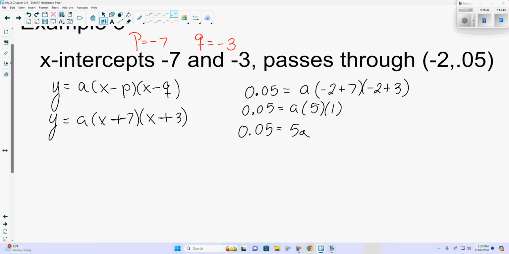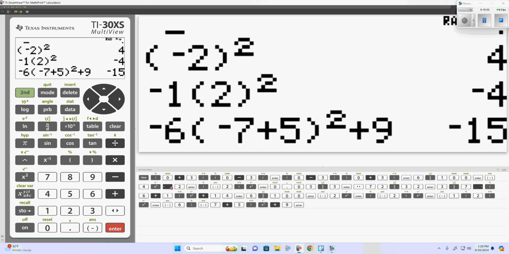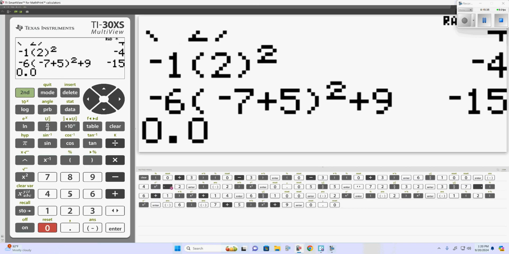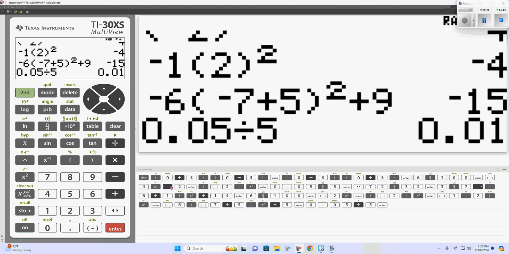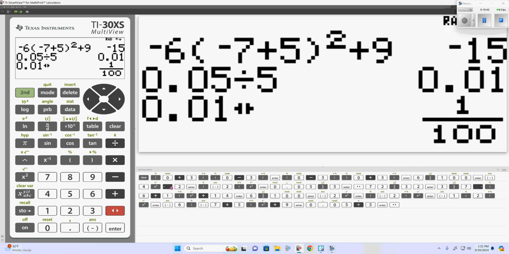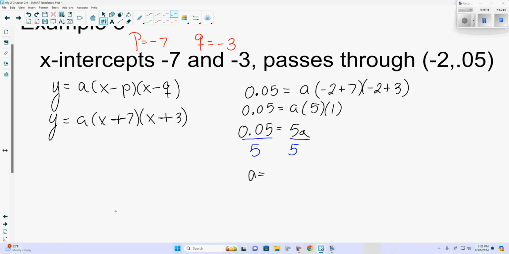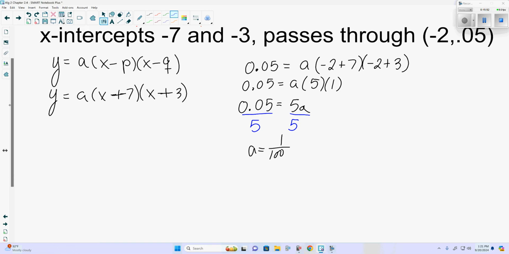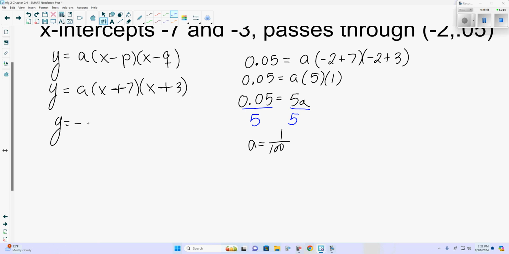Next step is to divide by 5, so a equals 0.01 or 1 over 100. We'll leave it as a fraction. And the last step is to plug it back in.